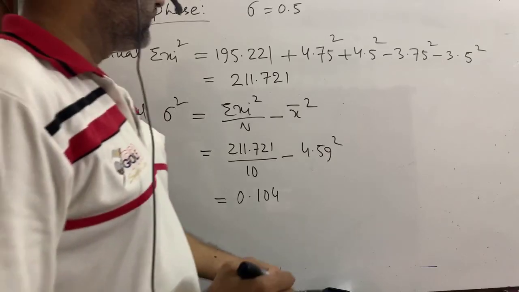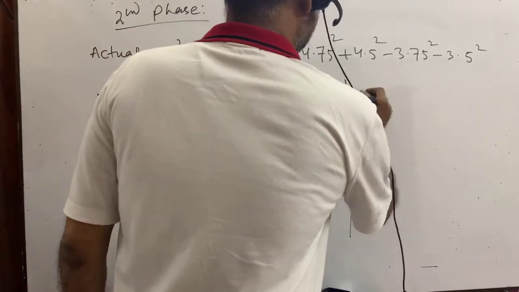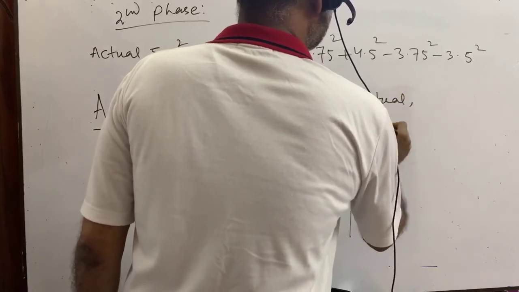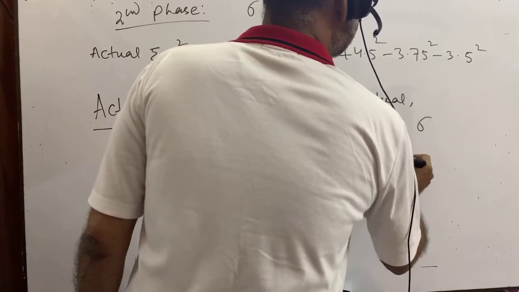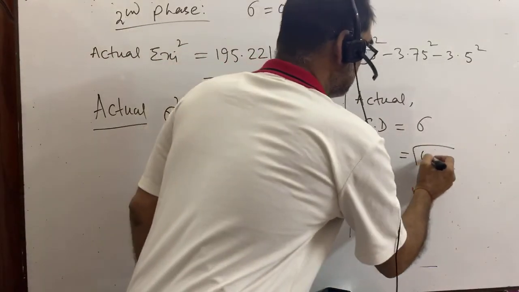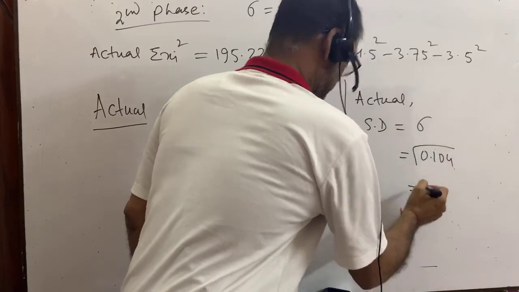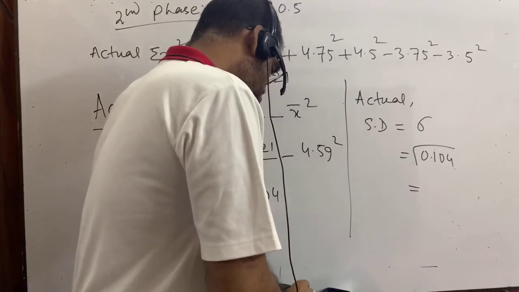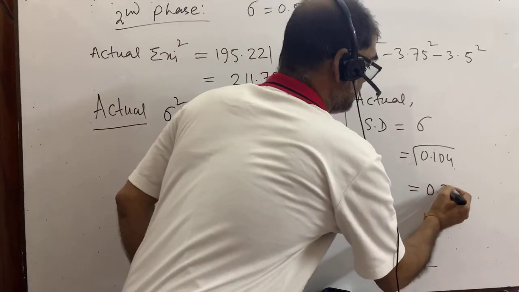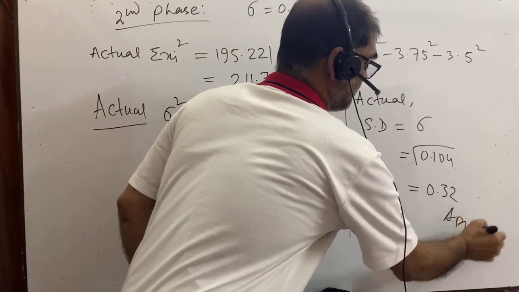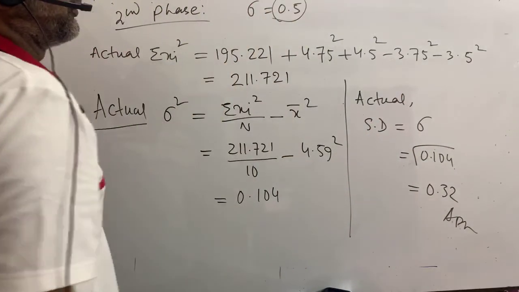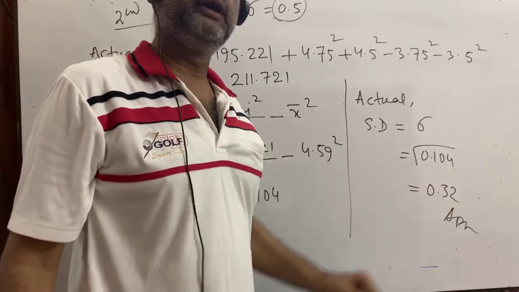But for the actual standard deviation, you write down: actual standard deviation equals sigma. Sigma means the square root of the variance. Square root of 0.104 is equal to 0.322, approximately 0.32. It is our math. But here it was given 0.5, but we have got 0.32.